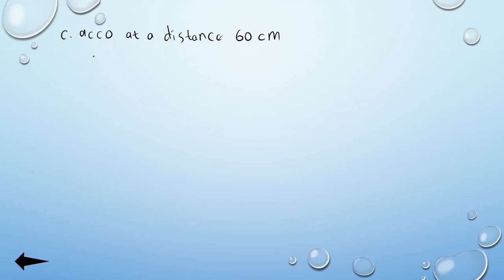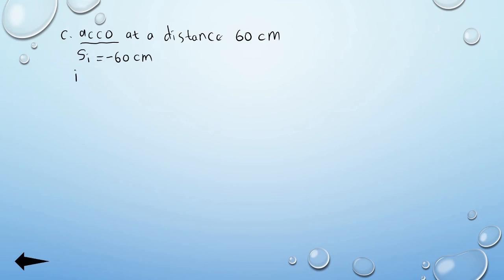From the two previous problems, we know that the position of the image must be based on the condition of the accommodation. So, if the accommodation is at a distance 60 centimeter, the image must be placed exactly at a distance 60 centimeter too. So we can write down SI equals negative 60 centimeter. The negative sign shows this is a virtual image.